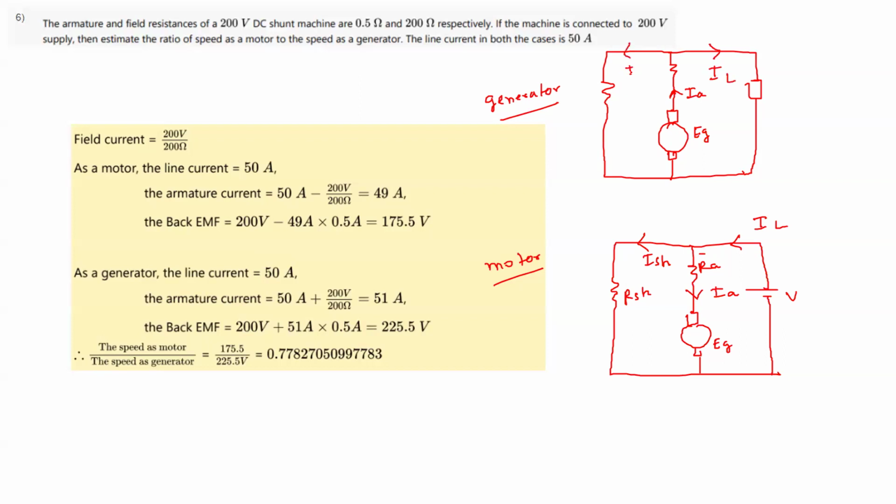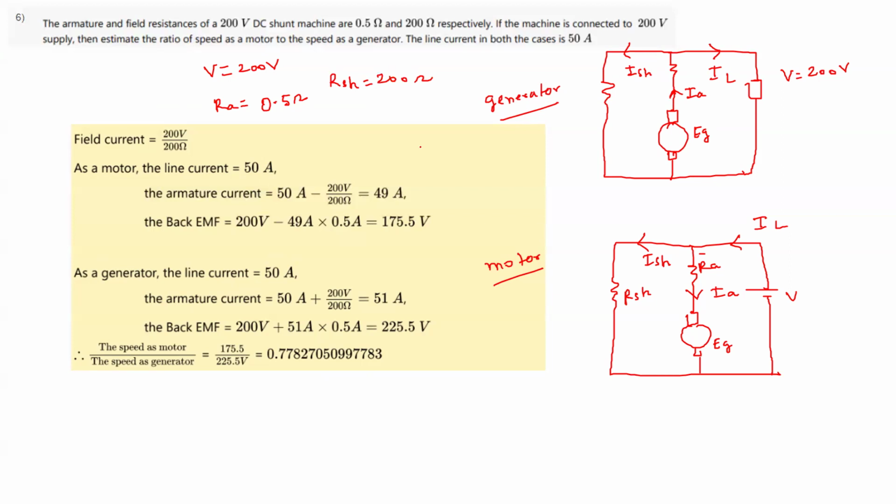So now let us try to find out. Here they have given that this is a 200 volt machine. For the first case, the terminal voltage is 200 volt. Armature resistance is 0.5 ohm. RSH is 200 ohm. If the machine is connected to a 200 volt supply, then estimate the ratio of speed as motor to the speed as generator.